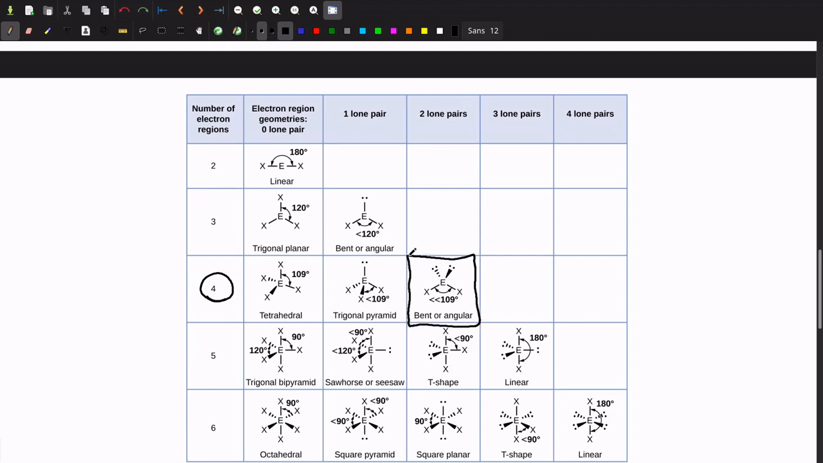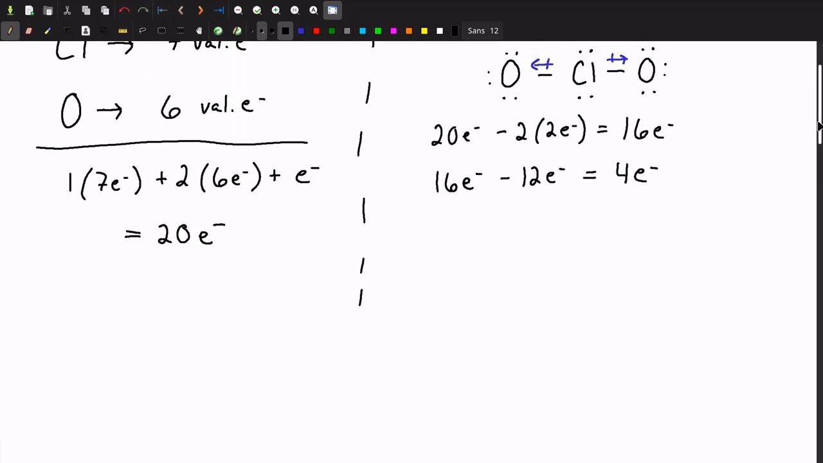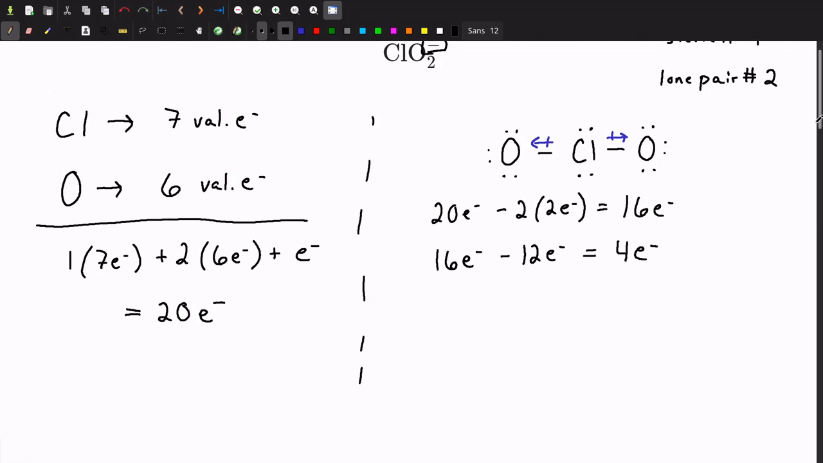Our structure is bent or angular. I usually call it bent. This is the same sort of structure that water has, and we can see these lone pairs here are kind of being bullies and pushing these guys to be a little closer together than they would typically be, closer or less than 109 degrees that you would predict from a tetrahedron. And we just need to interpret that in our image up here.